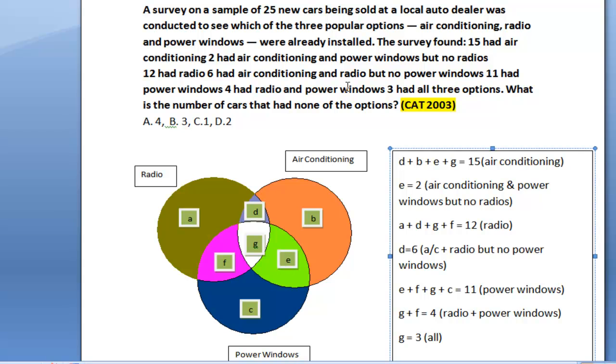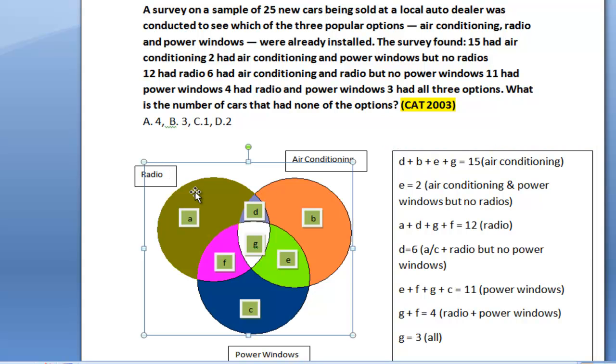Then we have the next statement which says 12 had radio, which means I'm looking at this set in which I'm having the entire portion of the radio to be marked. That will involve A plus D plus G plus F. That's the reason why I've written A plus D plus G plus F, which is 12. And D, which is 6. That is the representation given with the statement that 6 had air conditioning and radio but no power windows. So air conditioning and radio but no power windows is the area D. That's why I marked it to be 6.